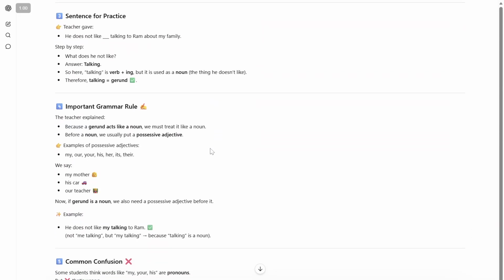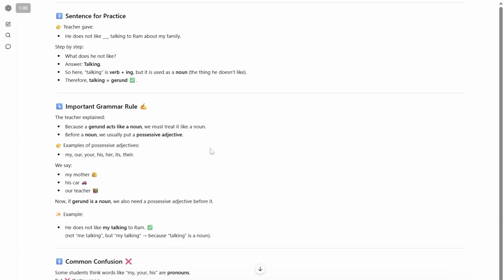Sentence for practice teacher gave. He does not like talking to Ram about my family. Step by step, what does he not like? Answer, talking. So here, talking is verb plus ing, but it is used as a noun, the thing he doesn't like. Therefore, talking equals gerund.